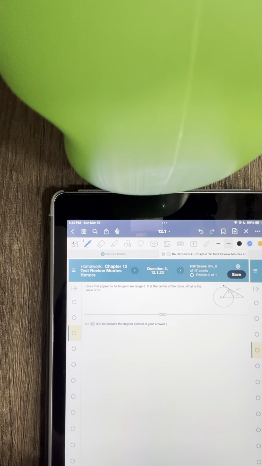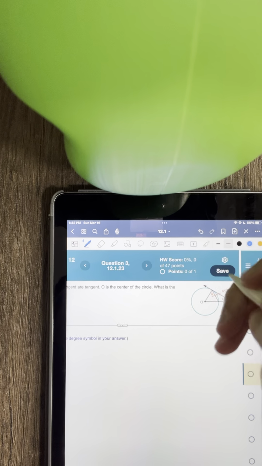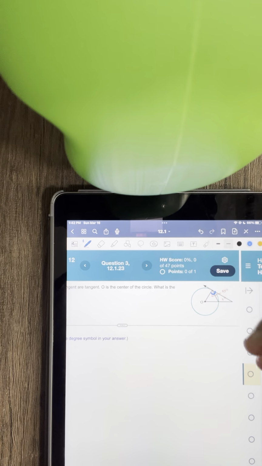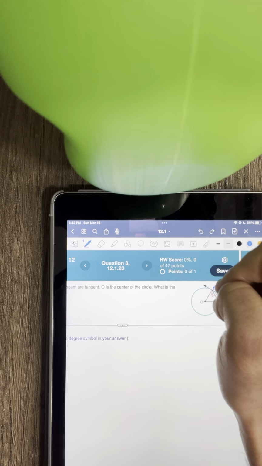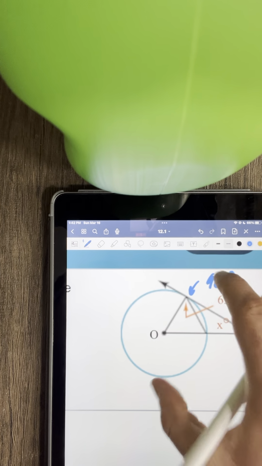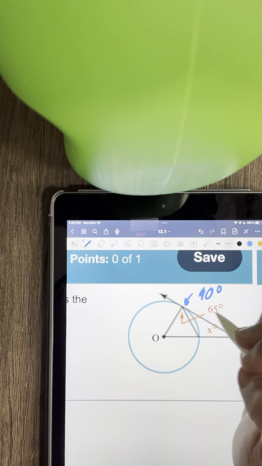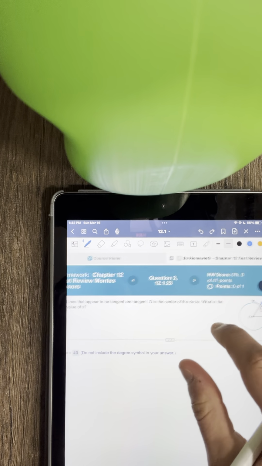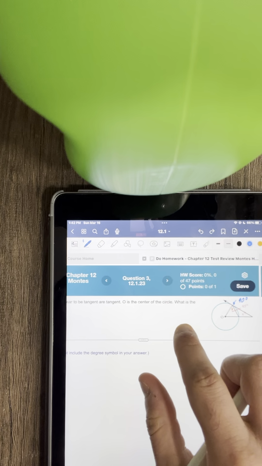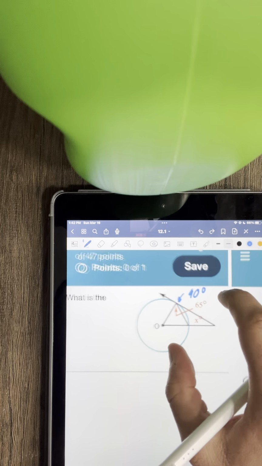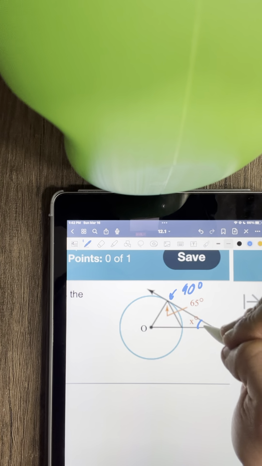So now lines that appear to be tangent are tangent, that means that they're saying that this line is tangent, okay? So I'm just gonna put 90 degrees because I don't wanna mess with these. You guys see how there's like these little crevices right there? Those are important. So I don't wanna muck it up by doing that. Okay, so lines that appear to be tangent are tangent. O is the center. What is the value of X? Okay, so they're asking what is the value of this?